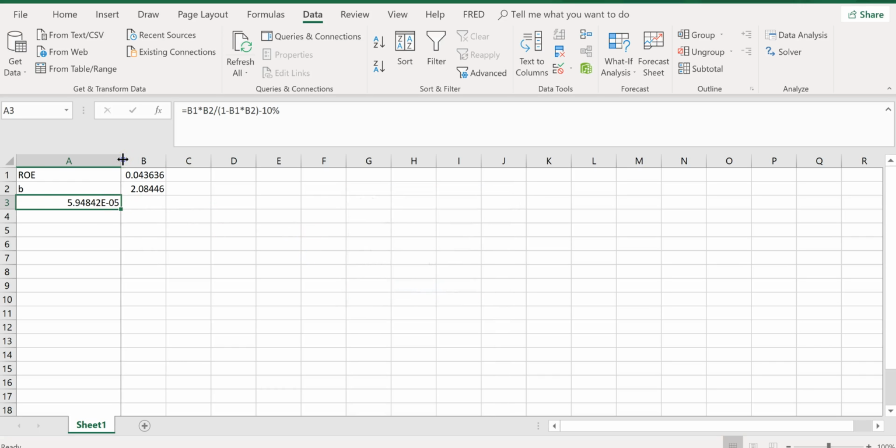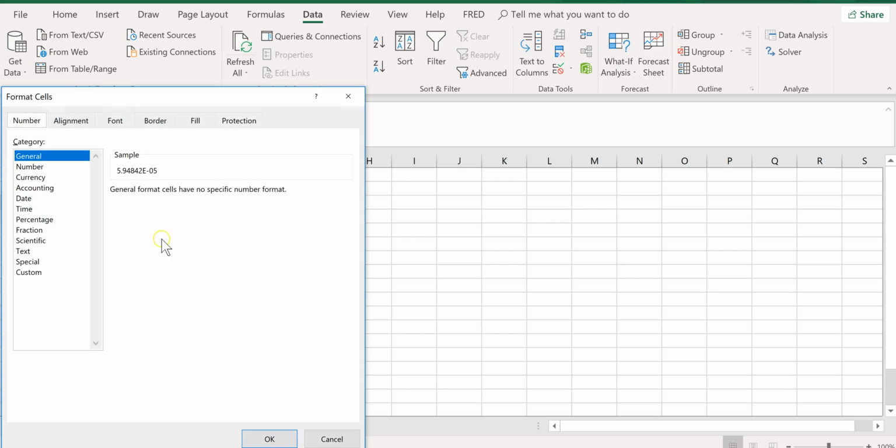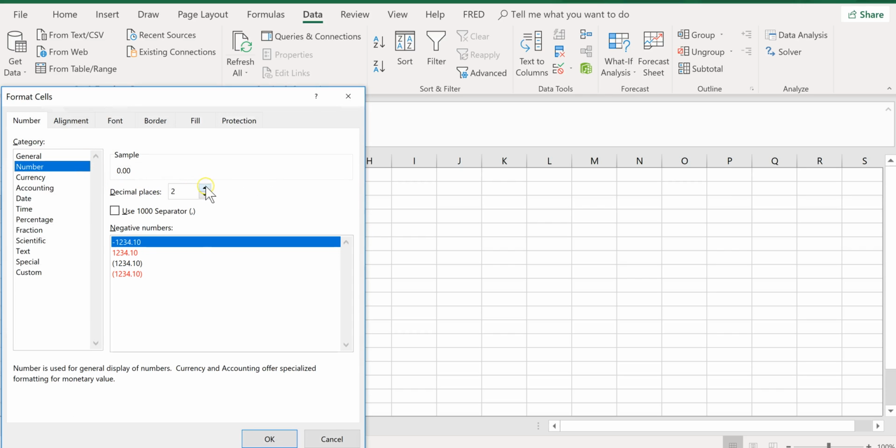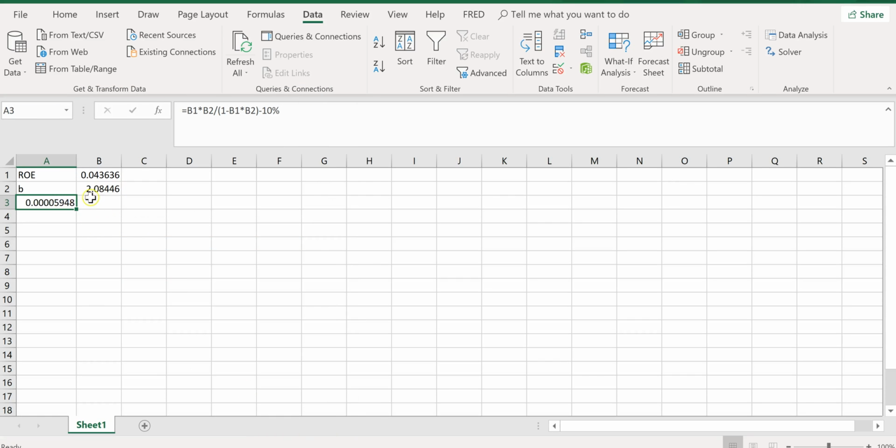And if you want, you can keep a very large number of decimal places, so you can see it's very, very close to 0. I believe you can also manipulate the decimal places for this cell in order to get a more precise number, but I will skip that step here. But you see that magic B is actually 2.08446, which makes this whole chunk 0. That's the value we want to get.